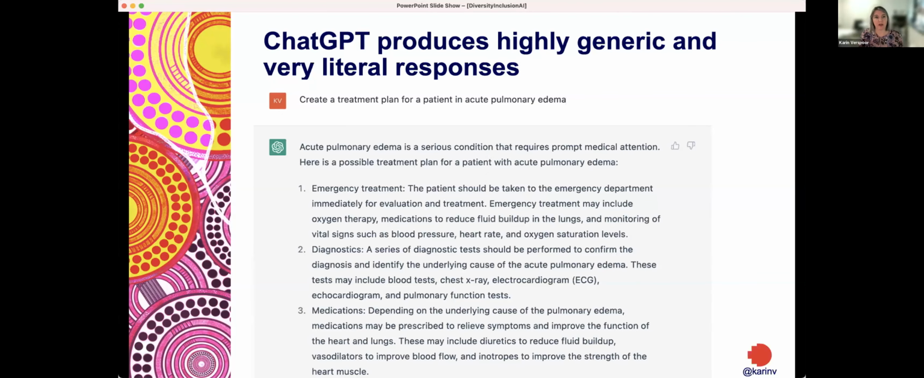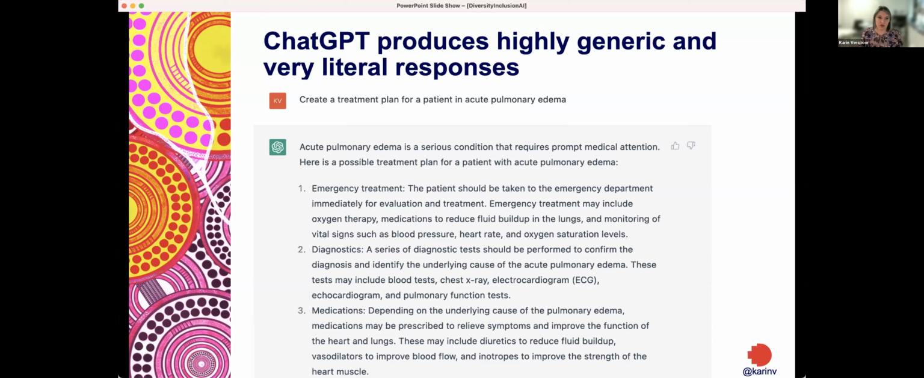As I said, I work in biomedical natural language processing. So I asked ChatGPT to create a treatment plan for a patient in acute pulmonary edema. And ChatGPT responded, acute pulmonary edema is a serious condition that requires prompt medical attention. And the treatment plan is go to the emergency room, run some tests, and give some drugs. This is completely useless.